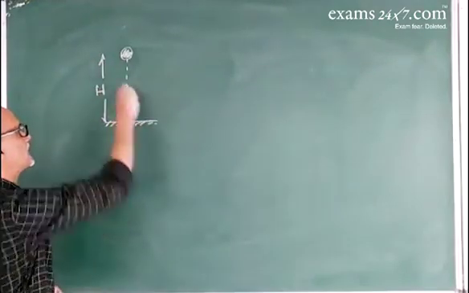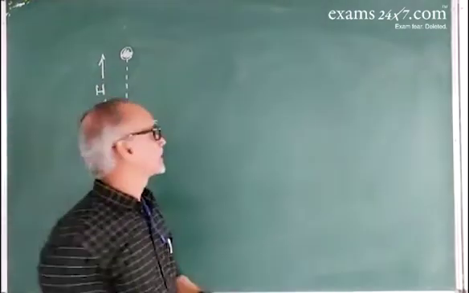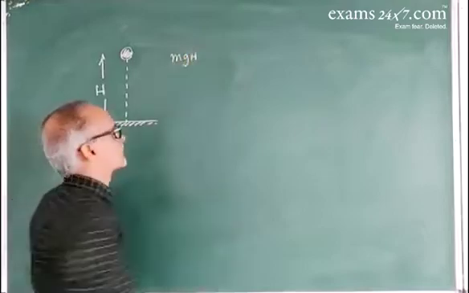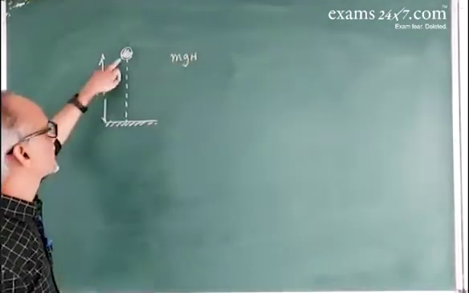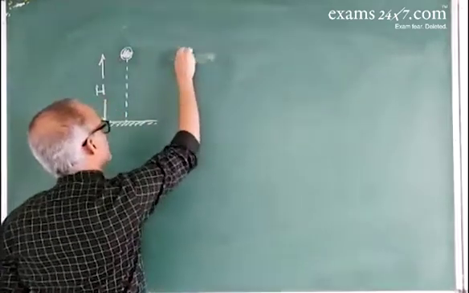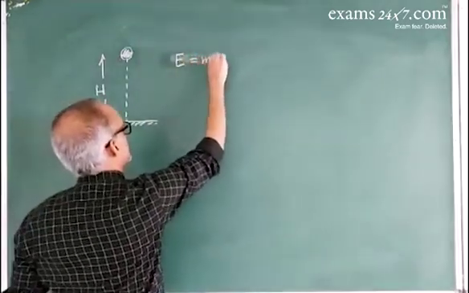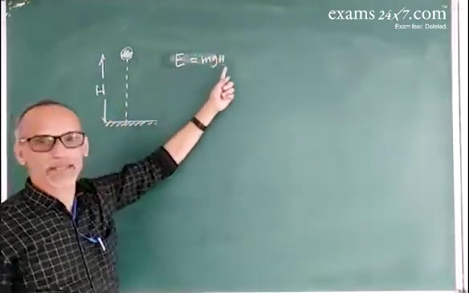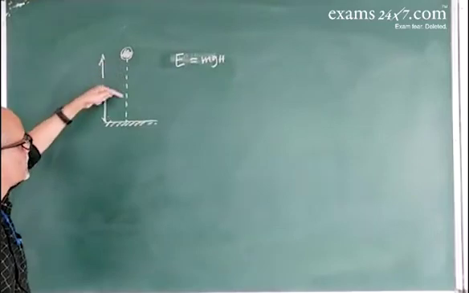When it is at a height h, the potential energy is mgh, and there is no kinetic energy. So that itself is the total energy. So total energy E, I'm going to write, is equal to mgh. And I can use this mgh at any point in its path.